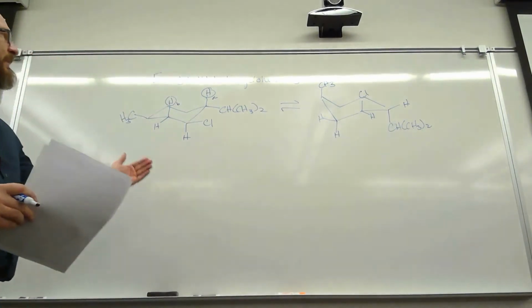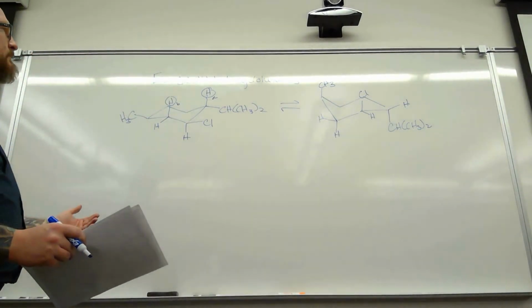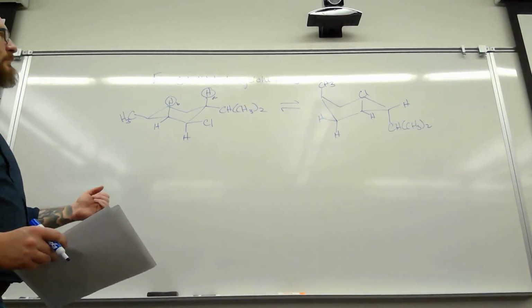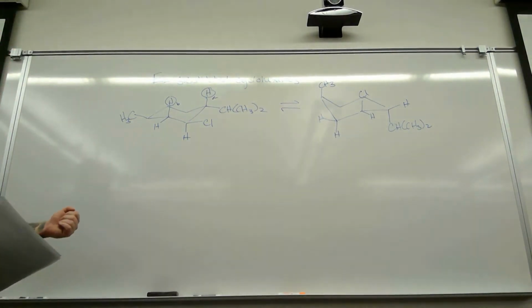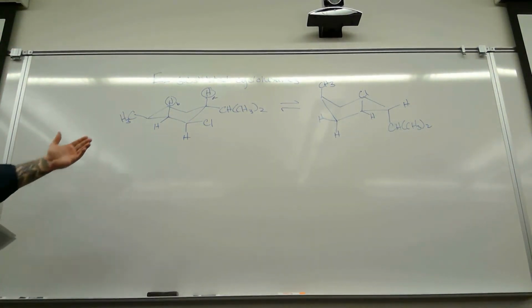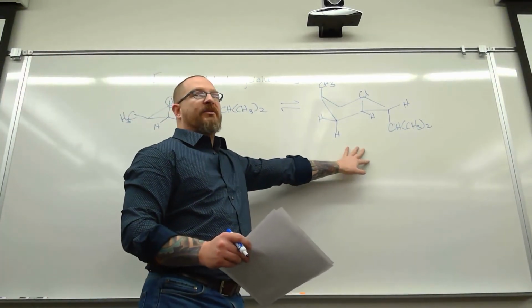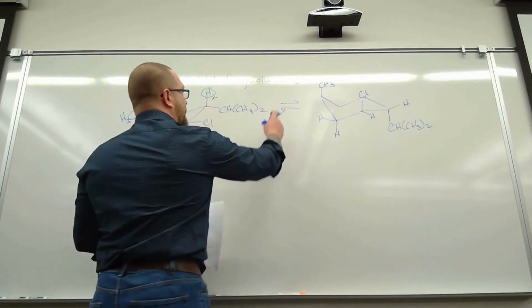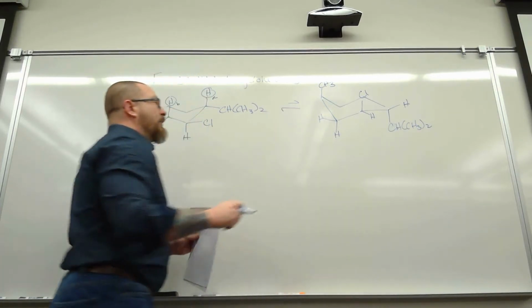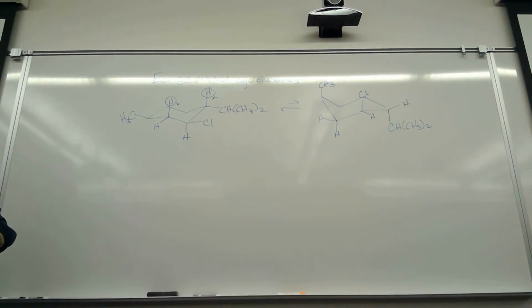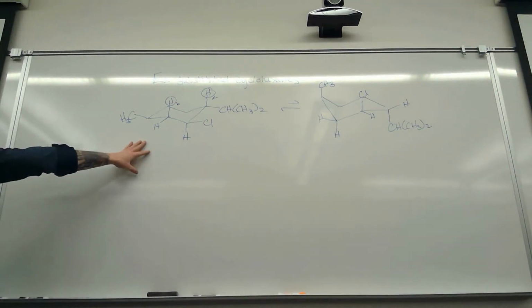And which one of these is favored in equilibrium? The left is still favored in equilibrium because all of the groups are on the equator, and here all the groups are in axial positions. So this is not going to be favored, this is going to be less favored. However, the favored one can't do an E2.